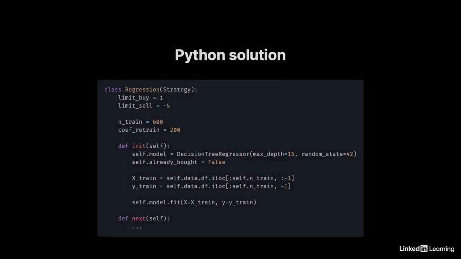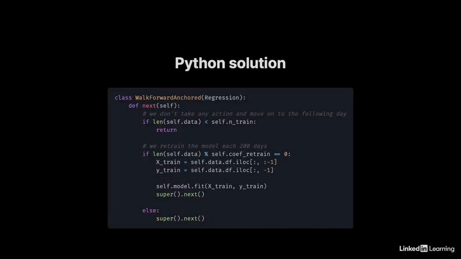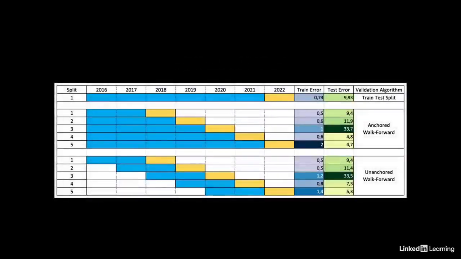In the Python code, we need to select the training data, in this case 600 days, and later create a new class for the walk-forward validation. Because we are retraining the model every X number of days, in this case given by self.coef_train. And remember that we have two versions, walk-forward anchored and unanchored. And that's how we create the validation algorithms in Python.